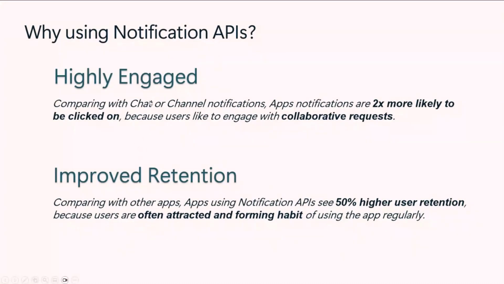First, our APIs or activity experience is highly engaged. Comparing with chat or channel notifications, apps notification actually get 2 times more click rate. And then users are more likely to engage with collaborative requests. I have a couple of examples of what collaborative requests mean in my next few slides.